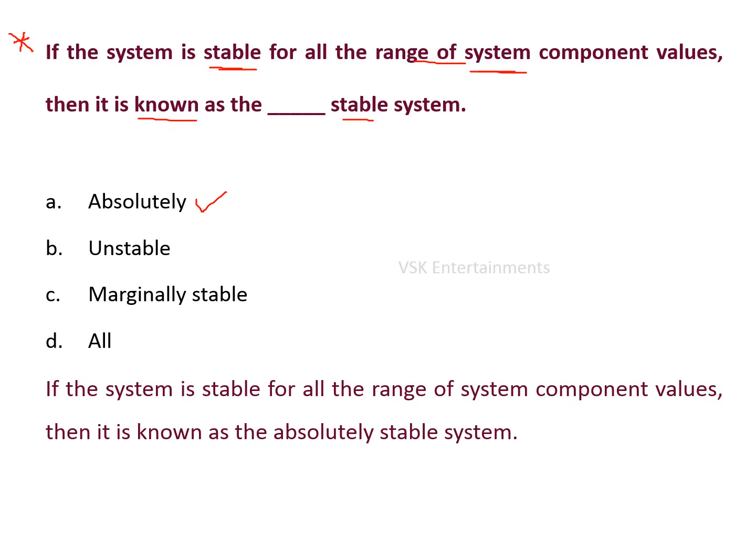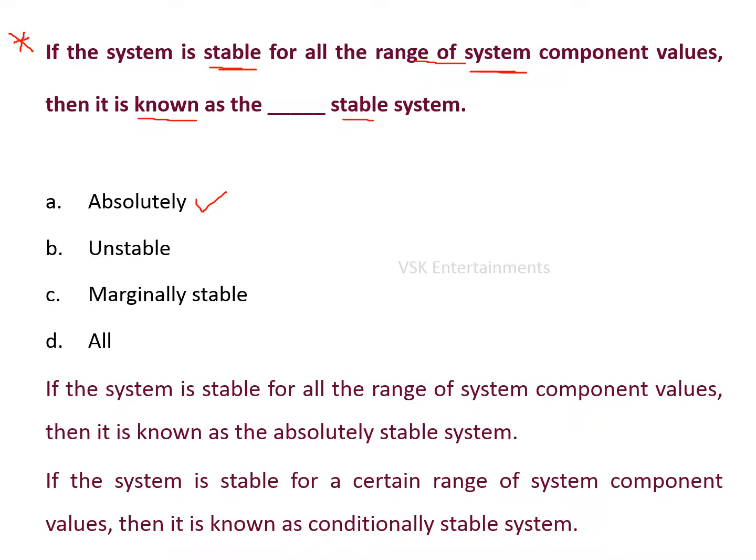If the system is stable for a certain range of system component values, then the system is known as a conditionally stable system. If the system is stable for all the range of system component values, that is an absolutely stable system. For a certain range of values, that is a conditionally stable system. So option A is the right answer.